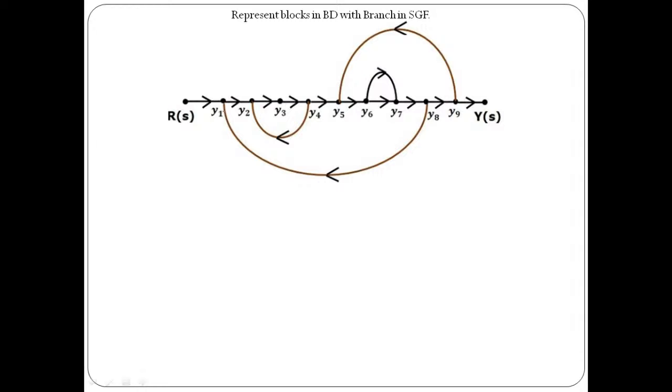If you apply that particular logic, we will get this particular figure as an output. I hope this point is clear to everyone. Take your time, analyze this figure very carefully, because this is a very crucial step of converting a block diagram into its equivalent signal flow graph.